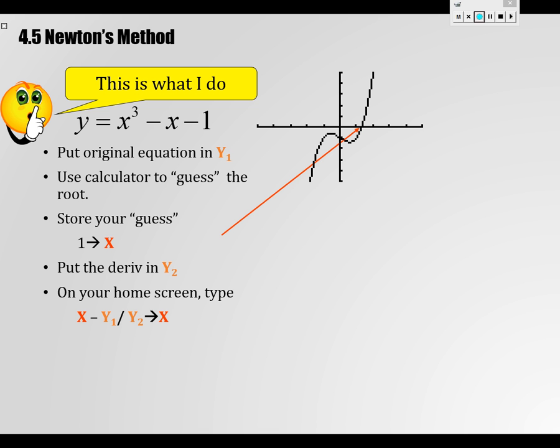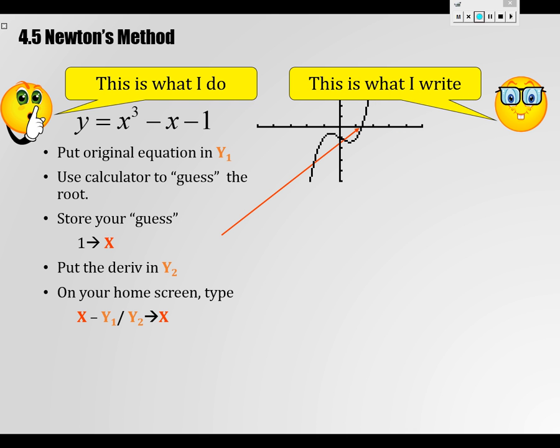This is how recursion feels. Just to be clear, this x and this x are different x's, right? We're taking the result of this calculation and storing it in x, and after you type that command in, x will take on a new value, the new guess. And then if you just keep doing that, press enter, enter, enter, enter, it will give you the result of the next iteration.